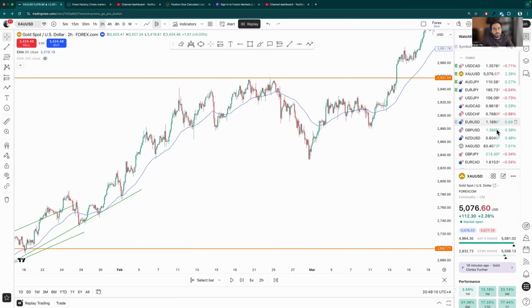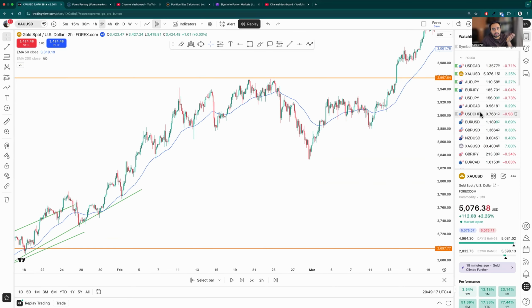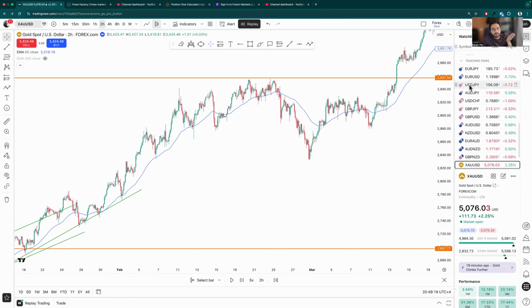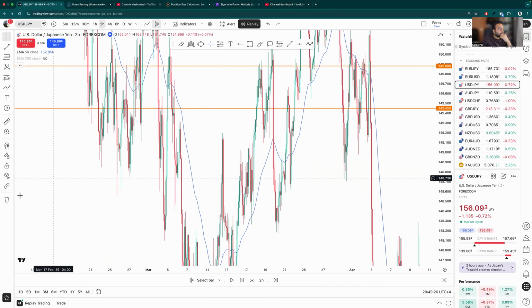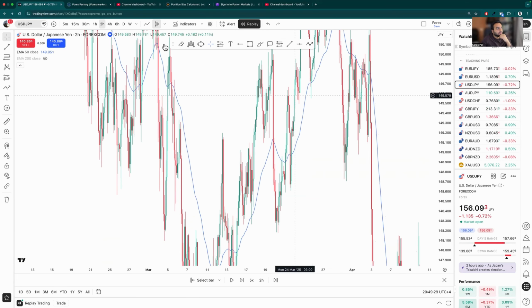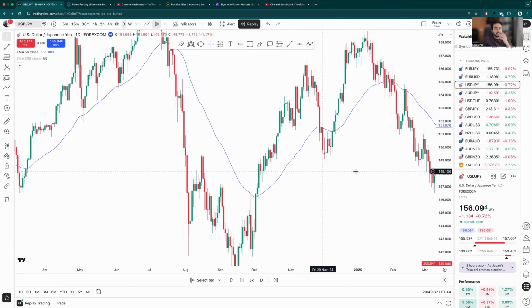Now, let's move to a different pair. Each pair has a different EMA that is working. Let's try USD JPY. I'll remove my drawings. With EMA, again, just the way I said, some support is used to climb and some support is used to reverse from that point.